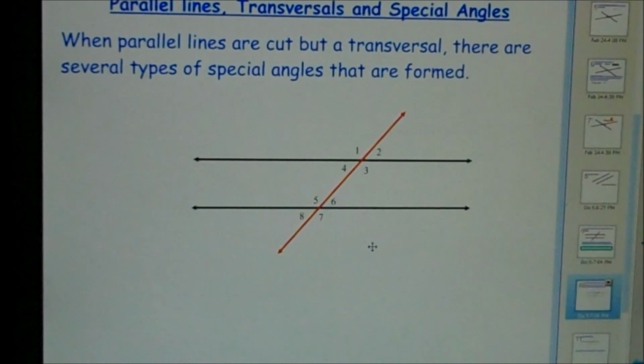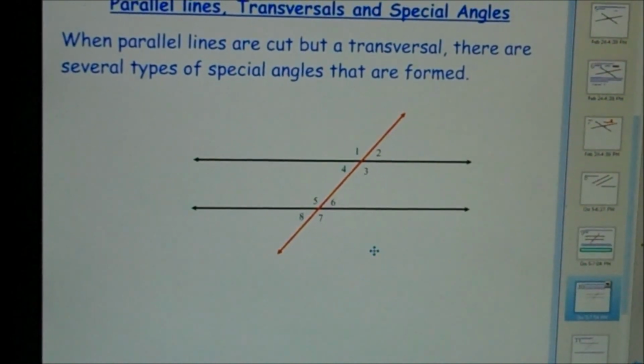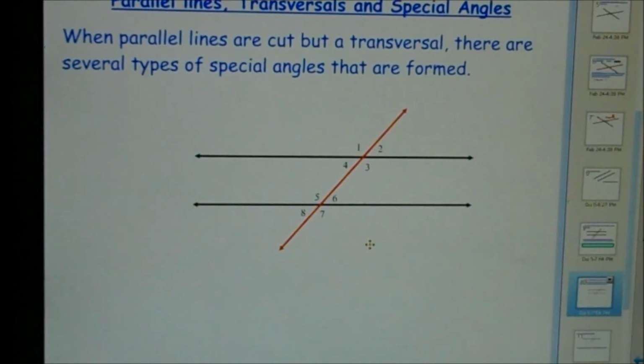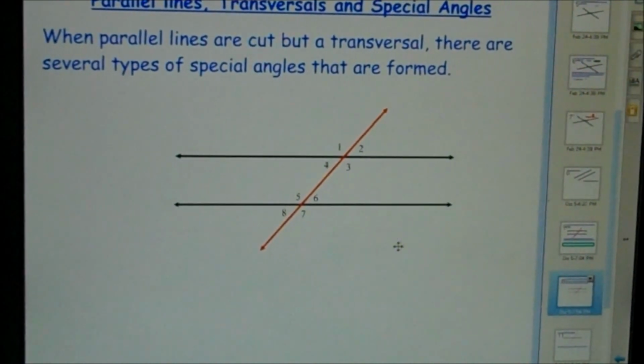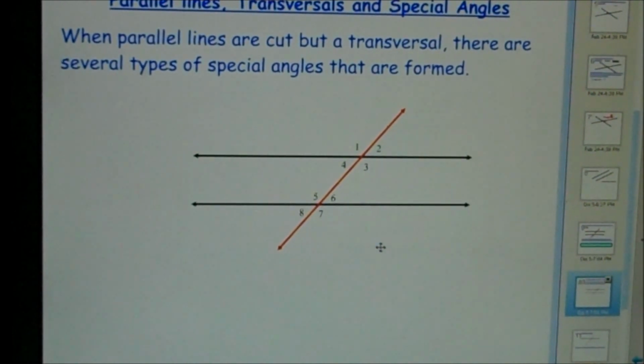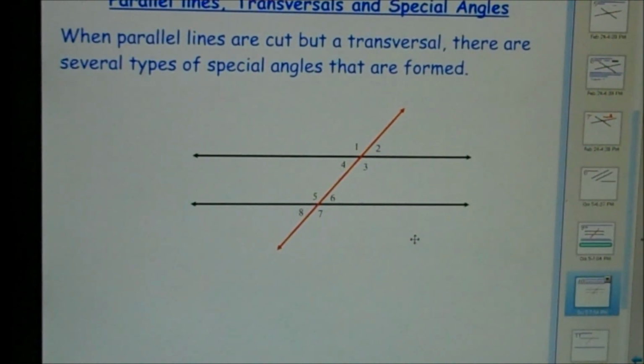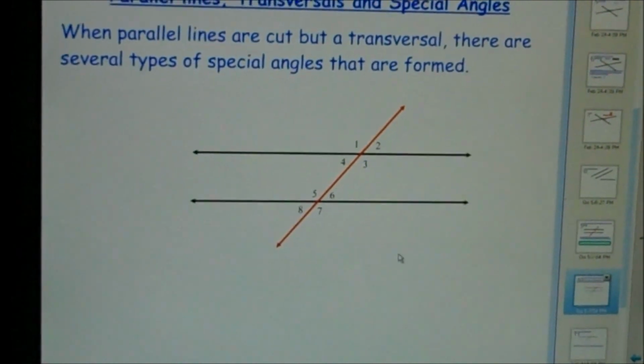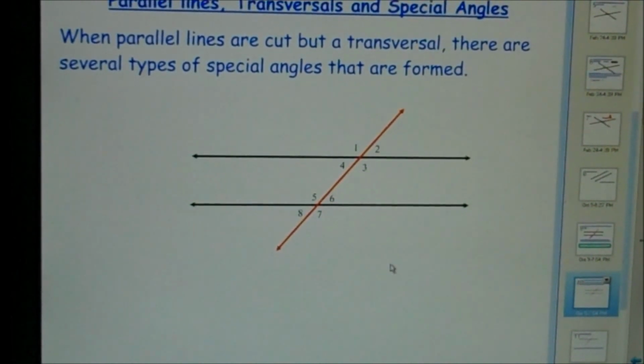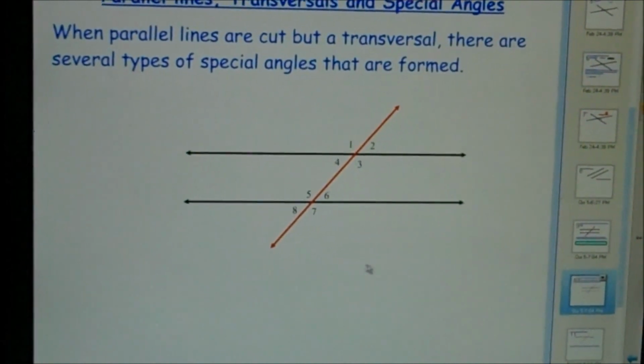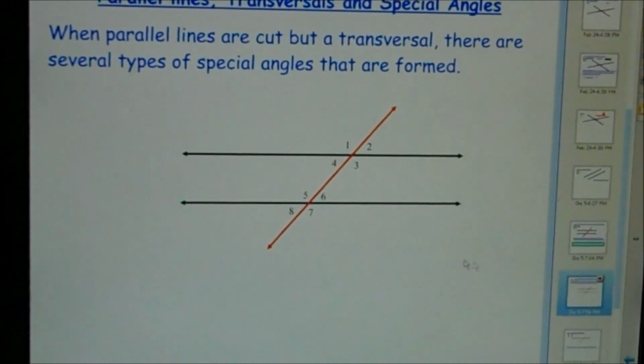Could you pick two numbers that are vertical angles from this diagram? Just pick a pair of vertical angles. I hope you said angle 1 and angle 3 are vertical, or angle 2 and angle 4 are vertical, or angle 5 and 7 are vertical, or 6 and 8. And how about supplementary? 1 and 2 can be supplementary, 2 and 3 can be supplementary, even 7 and 8 can be supplementary. Okay, so now we're going to learn some new ones.